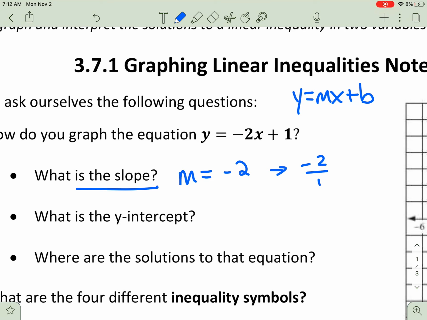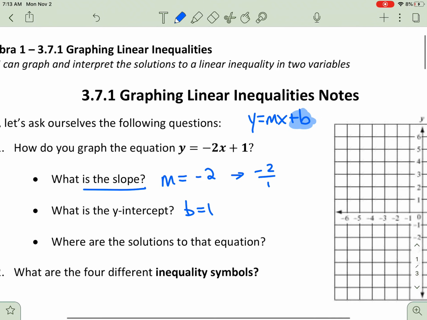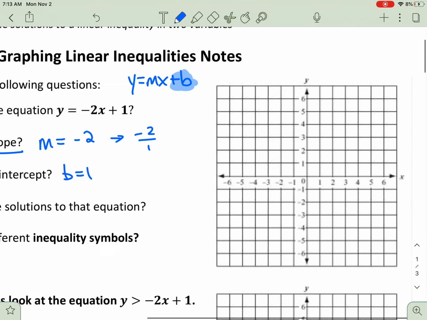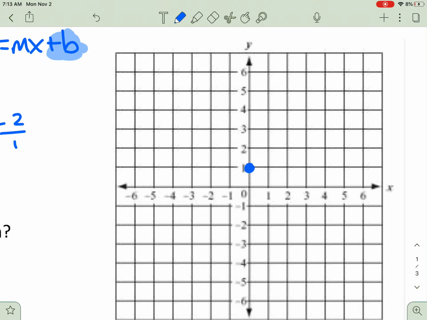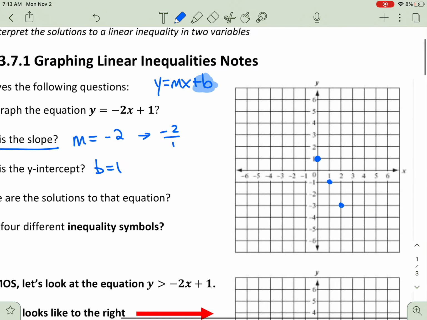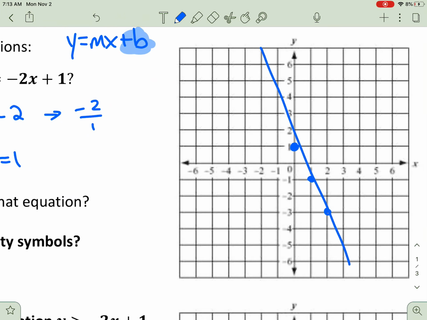Okay, what's the y-intercept? Well, the y-intercept is always that b value that's added on or subtracted. This is positive 1, so this would be b equals 1. So we're going to go ahead and graph this, and we're going to say that it starts at 1, and then it goes down 2, right 1, down 2, right 1. Remember, always have 3 points on your graph. Draw some arrows. I should have waited, but that's okay.